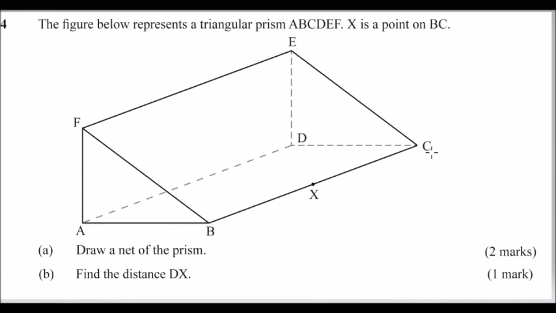Question number 4. The figure below represents a triangular prism A, B, C, D, E, F. X is a point on BC. As we have our X there, we have been shown there our A, B, C, D, E, F. The question is, part A, draw a net of the prism, for 2 marks. Then find the distance DX.